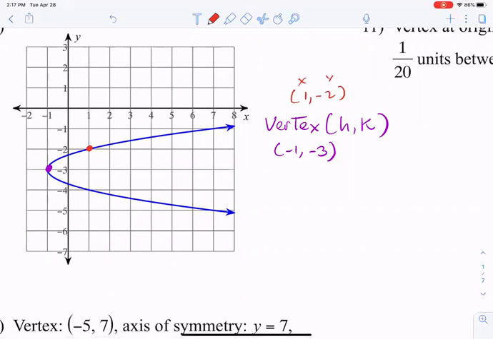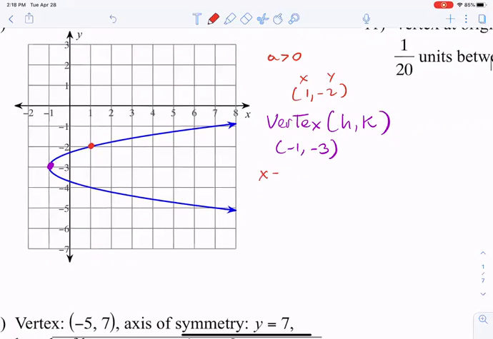This is (x, y). So I have the vertex, and I have a point. This opens to the side, and it's also to the right. That means that a is greater than 0, which implies that a is going to be positive. I need to write the equation. The equation that I need is x equals a(y minus k) squared plus h.